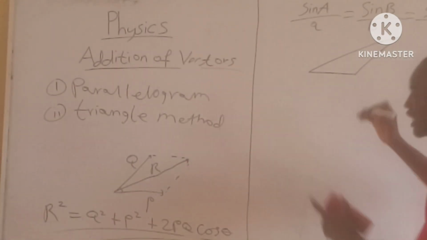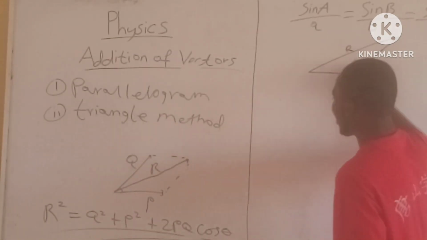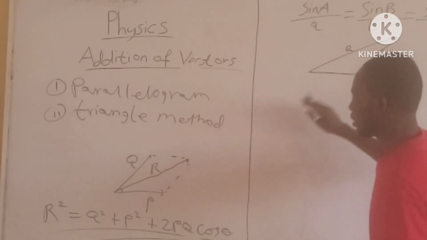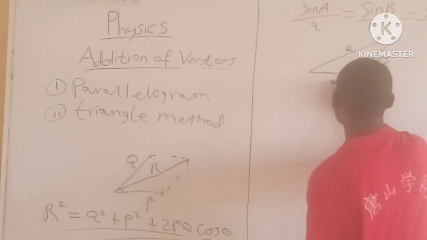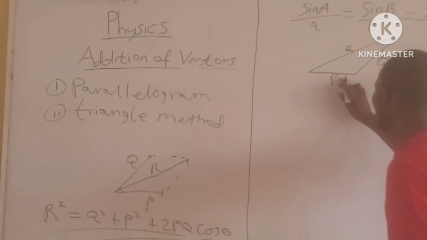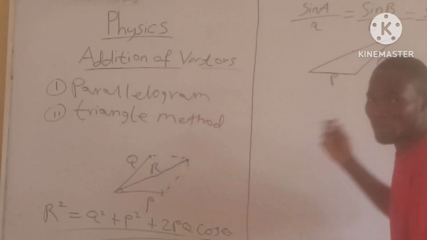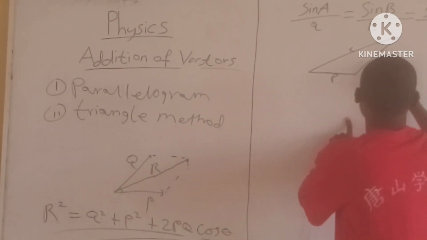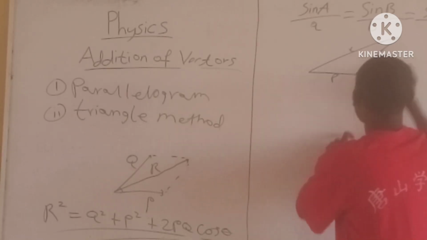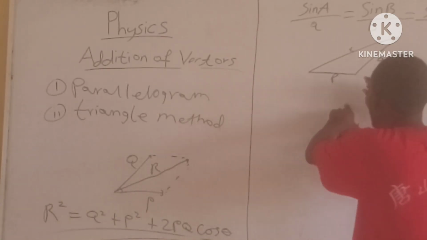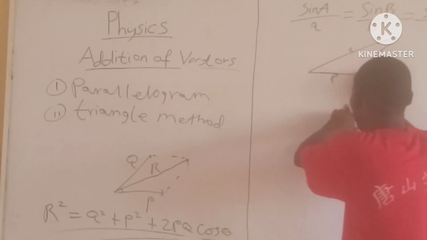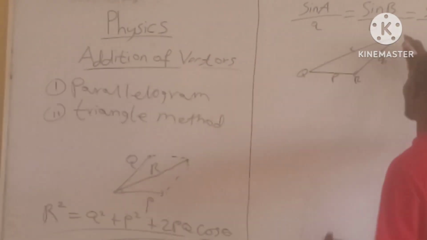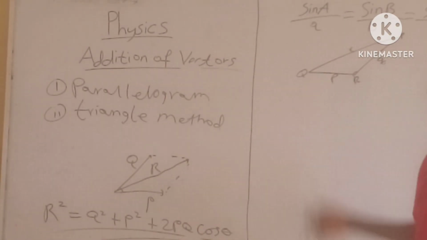You have something like this. Remember that this is the resultant R, this side is your Q, and this side is your P. These are the sides. Remember, in mathematics the sides will be in small letters and the angles will be in capital letters. So here is the angle R, here is the angle Q, remember opposite sides, and here is the angle P.